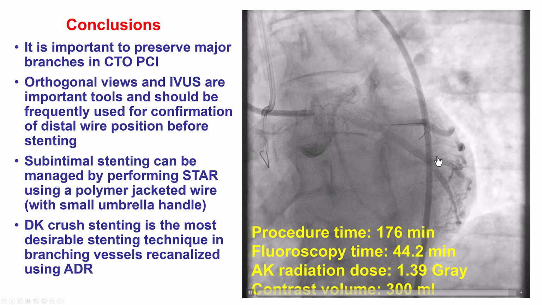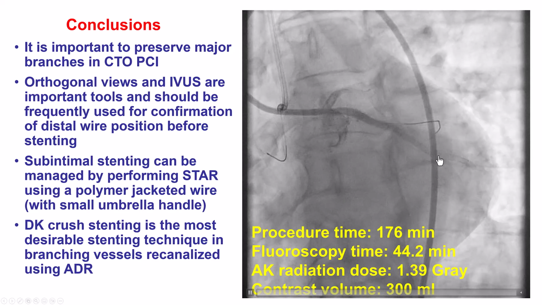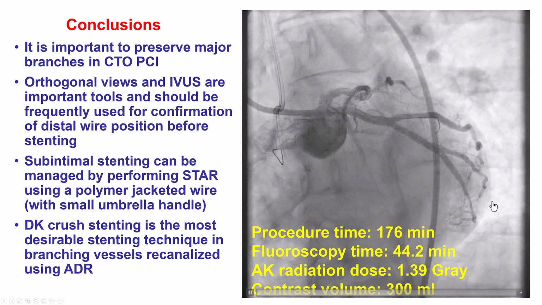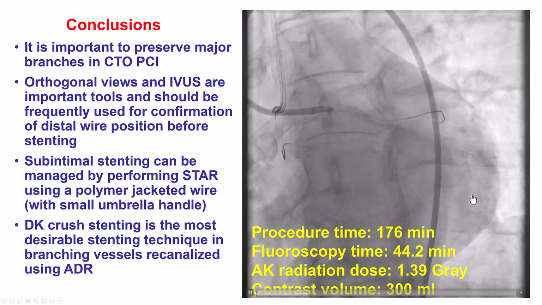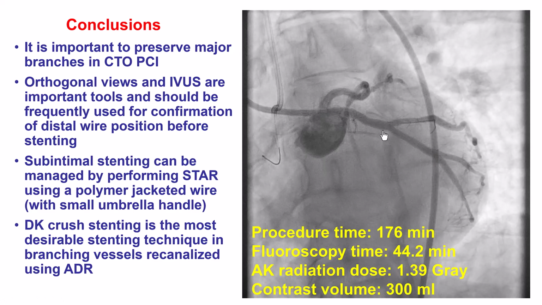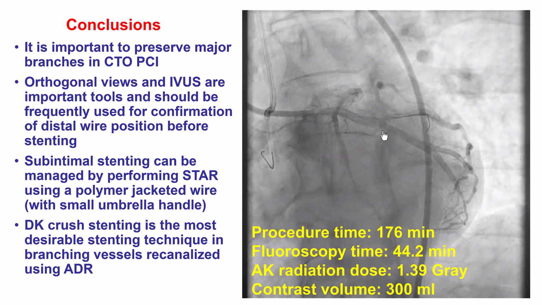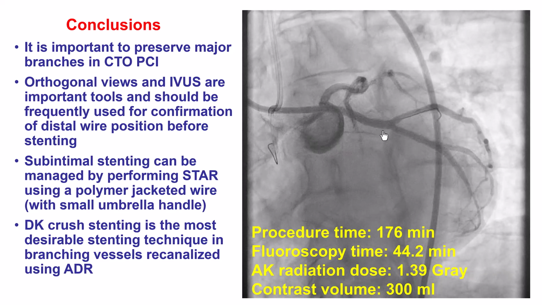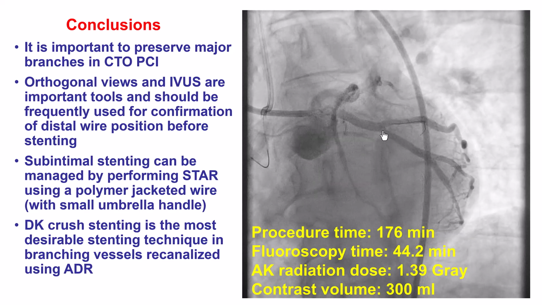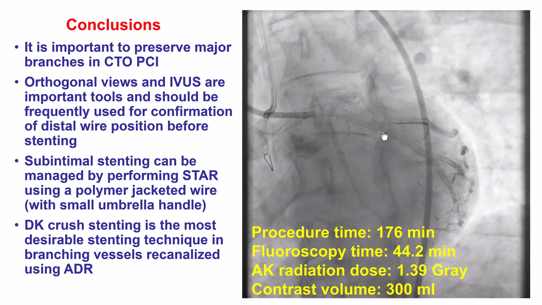What is the solution? The solution was to create an umbrella handle in a polymer jacketed wire and essentially do the STAR technique to advance the knuckle into the distal true lumen and restore antegrade flow. So in summary, when you have quote-unquote no reflow during CTO PCI, always question the position of the guide wire. If the guide wire is actually in the extraplaque or subintimal position, then one of the solutions to salvage this case is to use the STAR technique to fenestrate into the true lumen and restore antegrade flow.